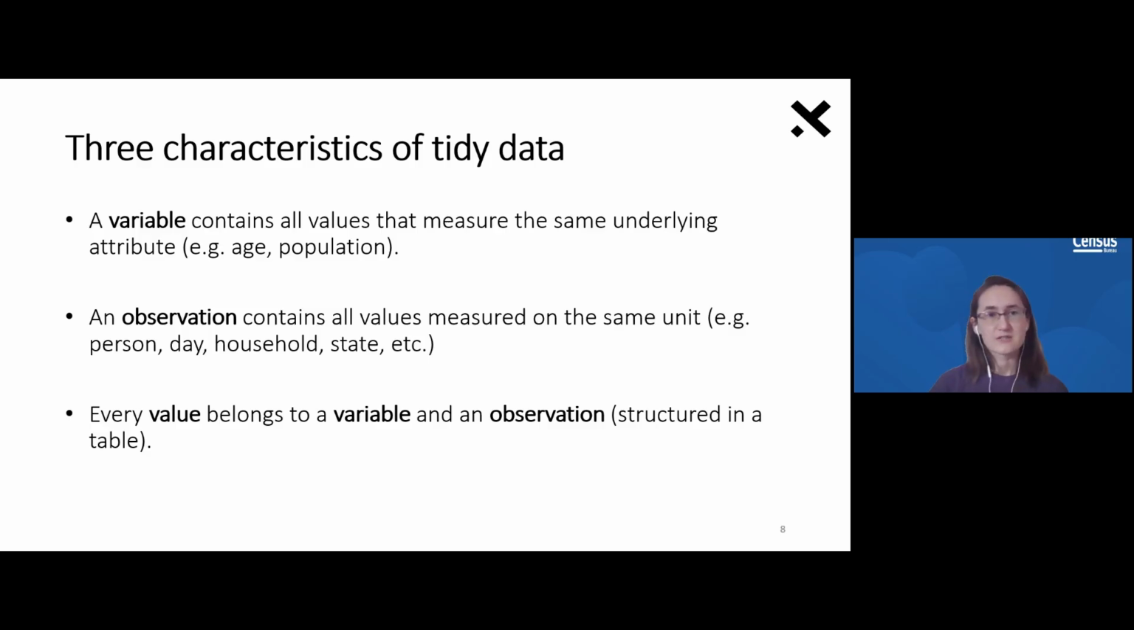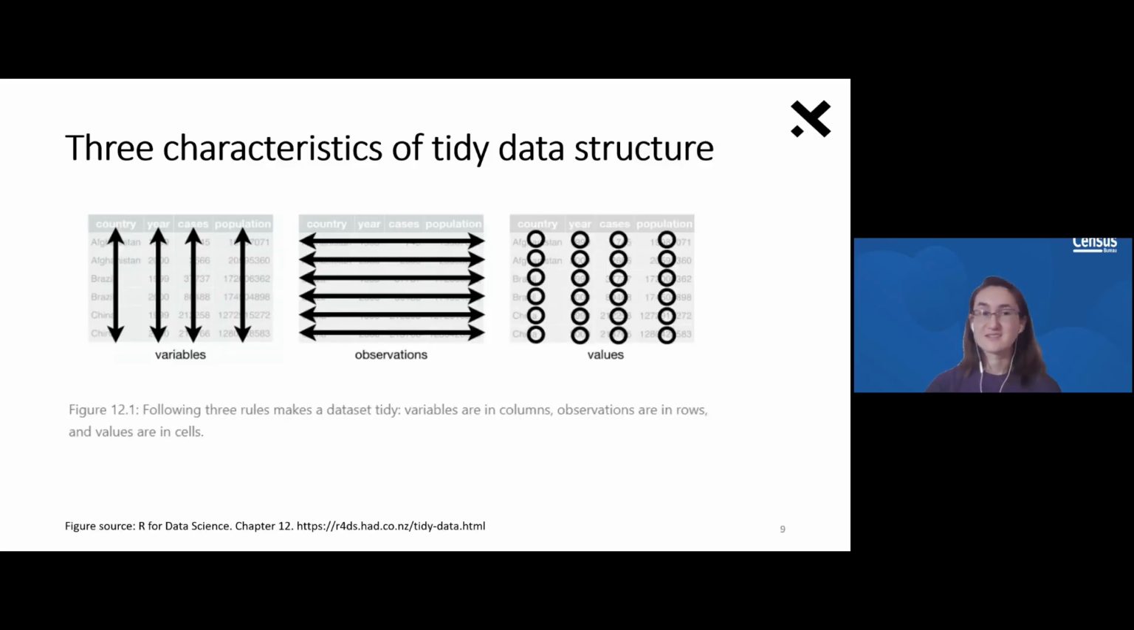So the three characteristics are that a variable contains all the values that measure the same underlying attribute. So this could be age, this could be population. An observation contains all the values measured on the same unit. So for example, characteristics about a person, about a day, about a household, about a state, and so forth. And then each value belongs to a variable and an observation, and both of those are structured in a table. So to say the same thing visually, our variables are our columns, our observations are our rows, and the intersection of both are the values.